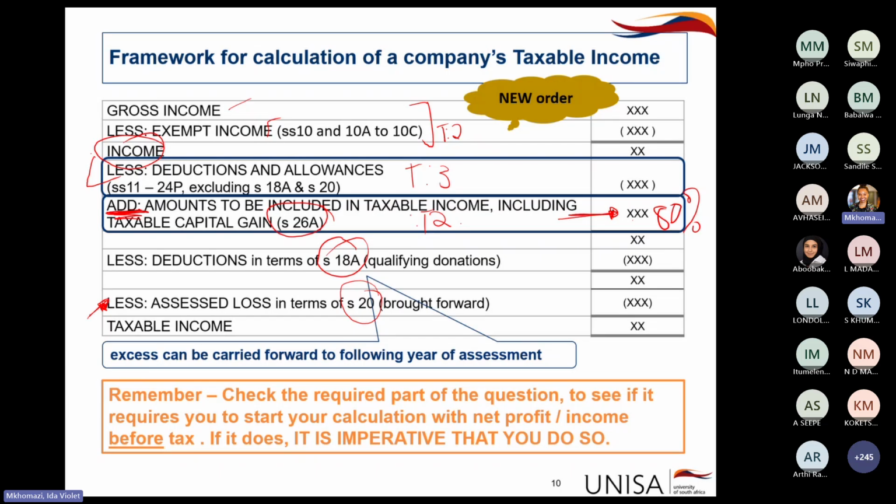Those students that said 40%, remember, 40% is specific to individuals. But if you are dealing with a company, then the inclusion rate is 80%. If it happens that you end up with an assessed capital loss, then you do not include anything. The principle is that you carry that assessed capital loss forward to the next year of assessment. So that's the CGT inclusion. It's the third last item on the calculation.